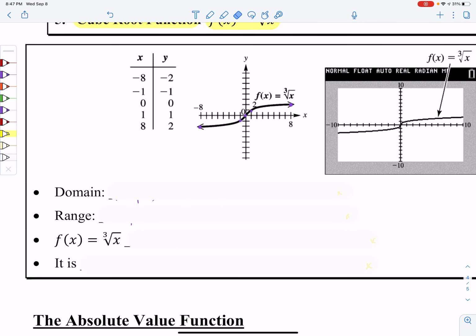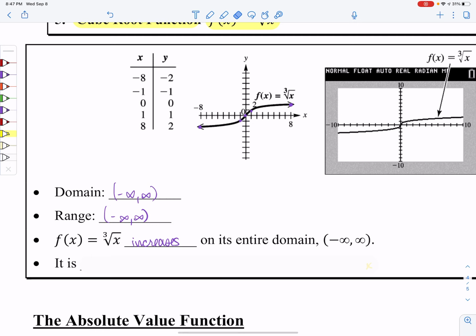Notice that my domain, by looking at the picture, is all real numbers. My range is all real numbers. It's always increasing, and it is continuous.